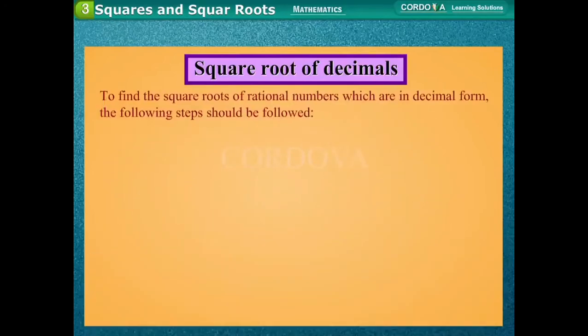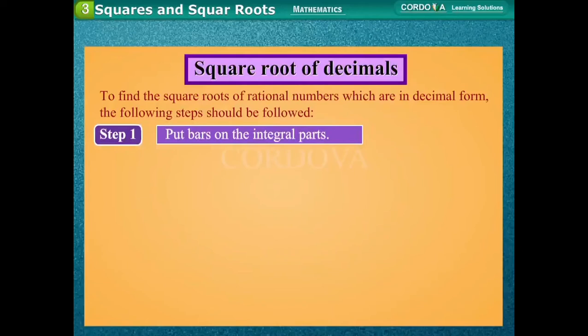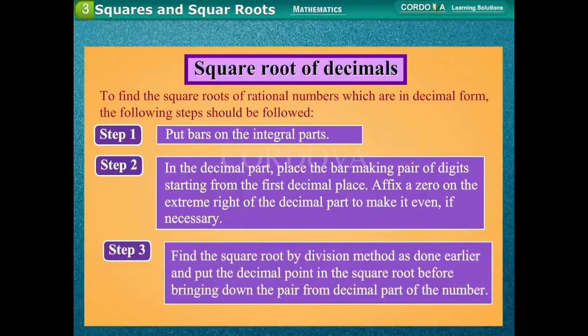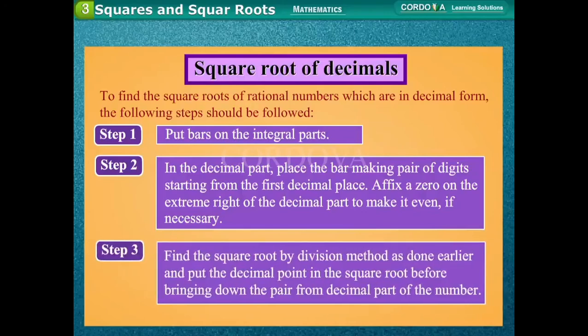To find the square roots of rational numbers which are in decimal form, the following steps should be followed. Step 1. Put bars on the integral parts. Step 2. In the decimal part, place the bar making pairs of digits starting from the first decimal place. Affix a 0 on the extreme right of the decimal part to make it even, if necessary. Step 3. Find the square root by division method as done earlier and put the decimal point in the square root before bringing down the pair from the decimal part of the number.